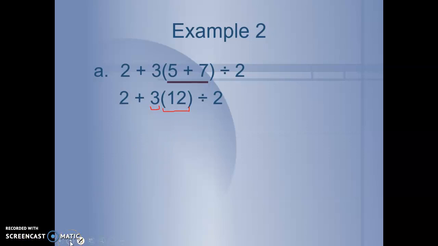We don't have any exponents, so now we're going to do multiplication and division from left to right. 3 times 12 is our first multiplication problem on the left. So that becomes 36. And now we've got a division problem, 36 divided by 2, and that gives us 18. And now we're just adding from left to right with a final answer of 20.